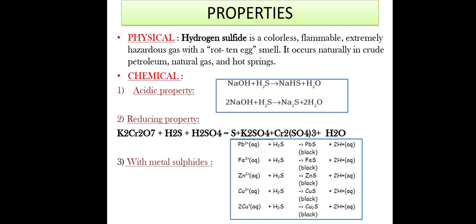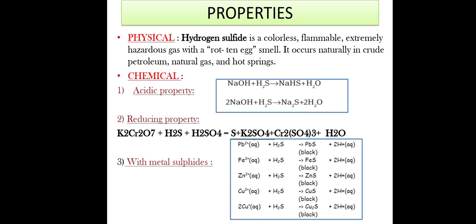Acidic property. H2S behaves as a dibasic acid and produce normal salt and acid salt with alkalis. Like when it is reacting with sodium hydroxide, at first it is forming sodium hydrogen sulfide and the second time it is forming sodium sulfide.